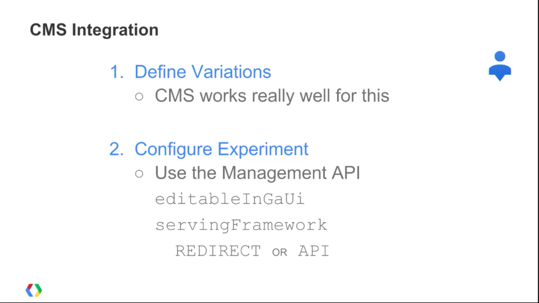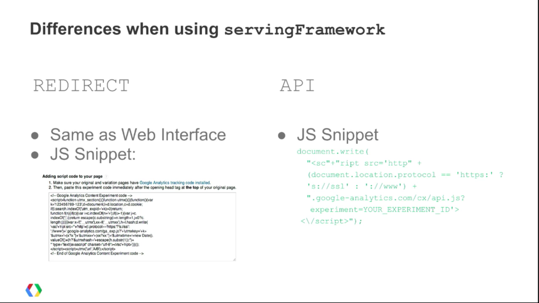Then the other thing you want to make a decision around is the serving framework, which is redirect or API. I'll get into this in a sec. What does this actually mean when we talk about the serving framework? When you create it through the API, this is something you have to set. By default, it'll be redirect if you don't set it. Setting the serving framework to redirect is basically what you would get if you created an experiment through the web interface. This is the standard implementation.